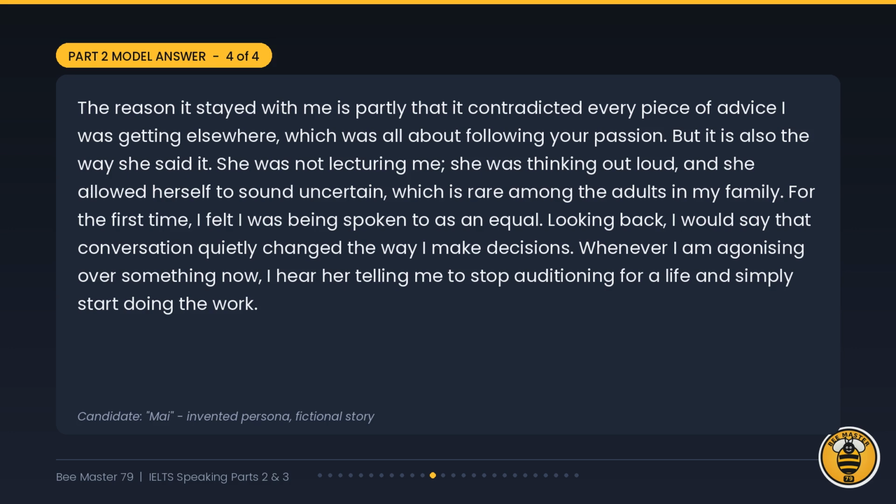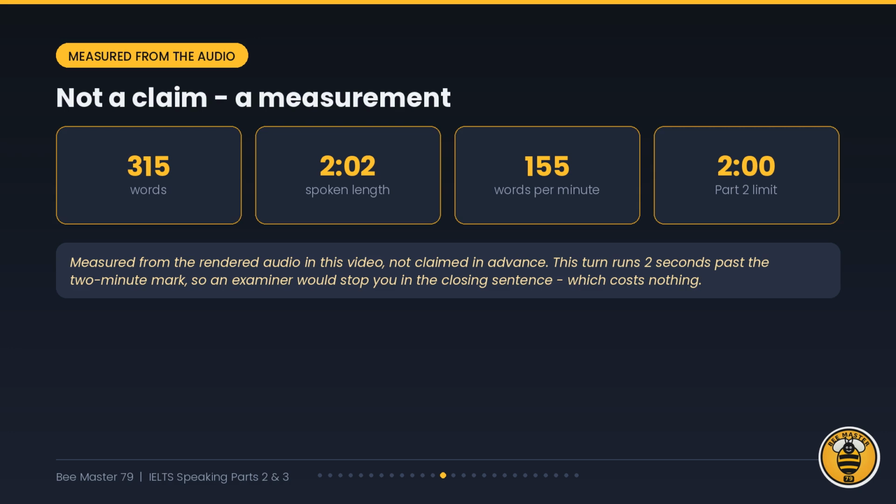The reason it stayed with me is partly that it contradicted every piece of advice I was getting elsewhere, which was all about following your passion. But it is also the way she said it. She was not lecturing me. She was thinking out loud, and she allowed herself to sound uncertain, which is rare among the adults in my family. For the first time, I felt I was being spoken to as an equal. Looking back at it, I would say that conversation quietly changed the way I make decisions. Whenever I am agonizing over something now, I hear her telling me to stop auditioning for life and simply start doing the work.